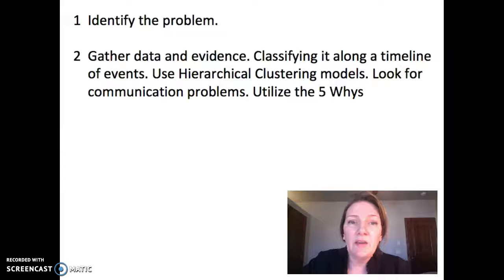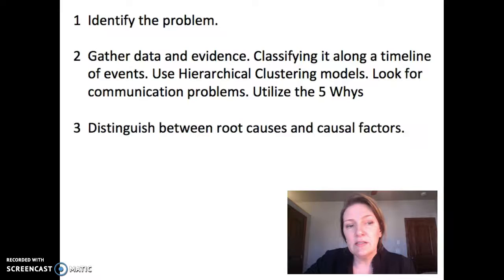Then we want to gather data and evidence. There are a couple of different ways to do this. We can classify it along a timeline. In fact, that's highly recommended because you can see cause and effect along a timeline. You can use hierarchical clustering models or charts, so you can chart evidence and things you've found as you've studied this. You can look for communication problems, and it's almost always mentioned that we should utilize the 5 whys when we gather data and evidence.